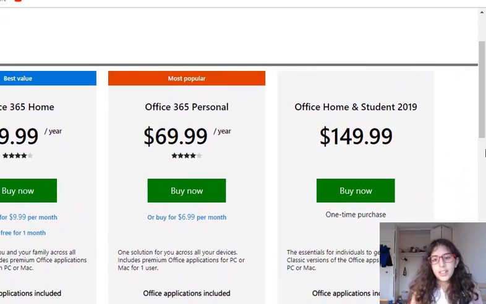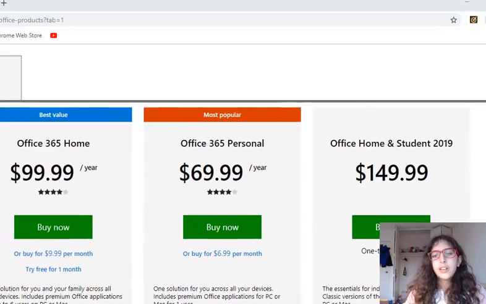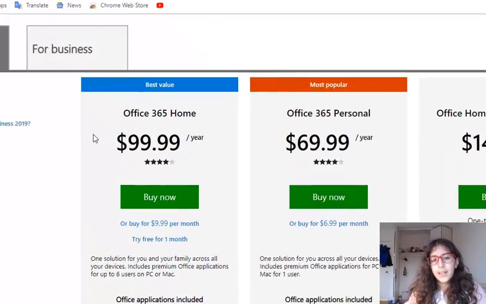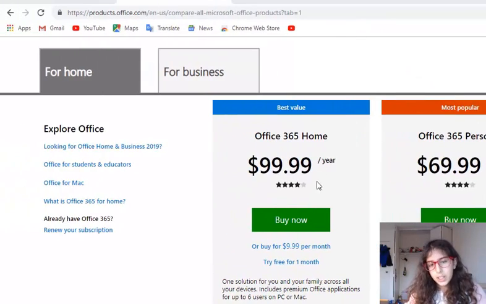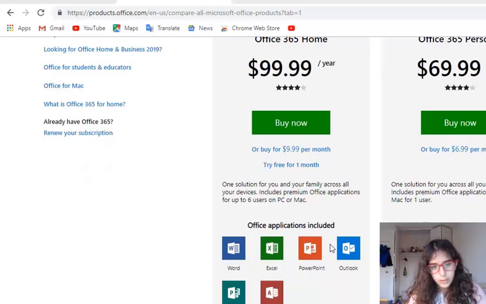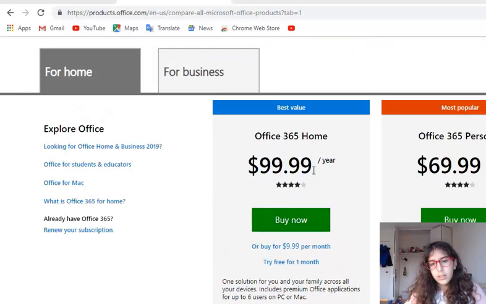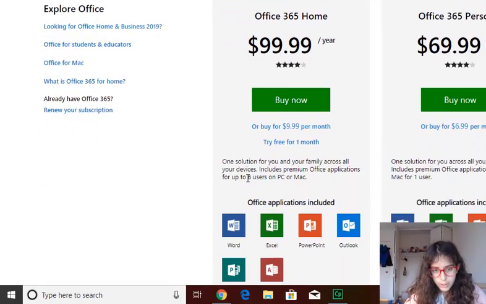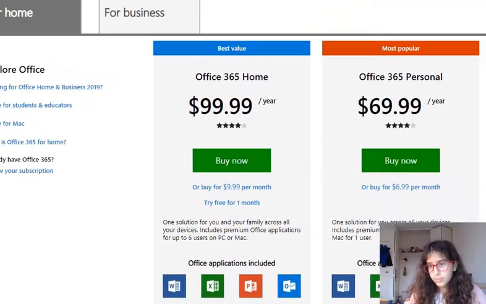Hi guys, today I'm going to show you the price of PowerPoint. This is for like a year for this stuff. The rent in a year is $99.99, and that's for home. And for personal, it's $69.99 because it's only for one user. Here it says for 6 users.